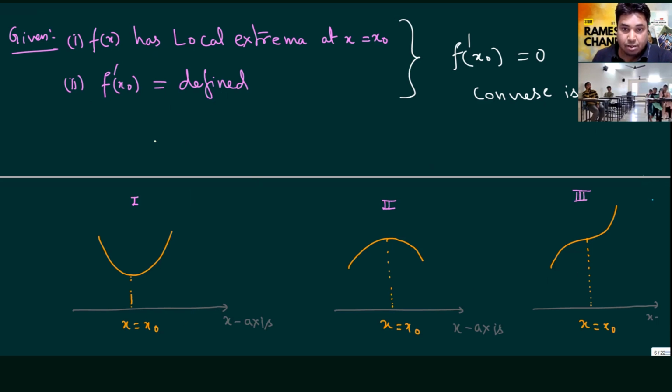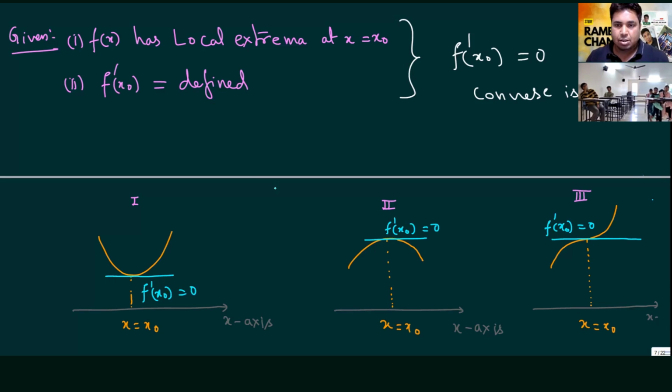So if there is local extrema at x equal to x naught and f dash x naught is defined, then f dash x naught must be equal to 0. If you make a tangent at this point, that tangent will become parallel to the x-axis. Here you can also see, the slope at x equal to x naught, the differentiation of the function at x equal to x naught, is becoming equal to 0. f dash x naught equals 0. You can see f dash x naught equals 0 in all three cases.